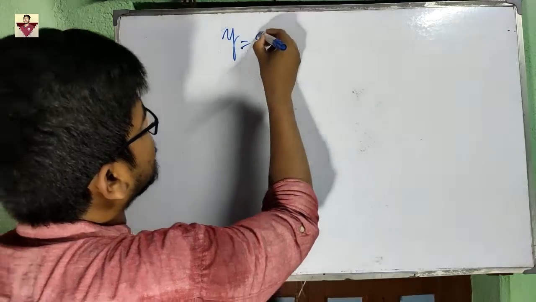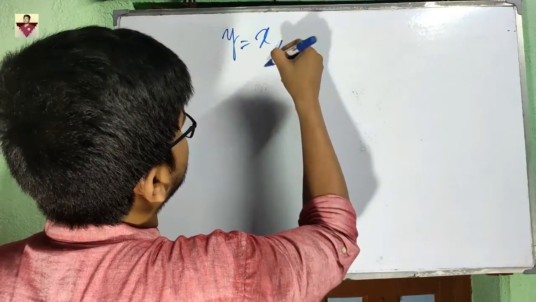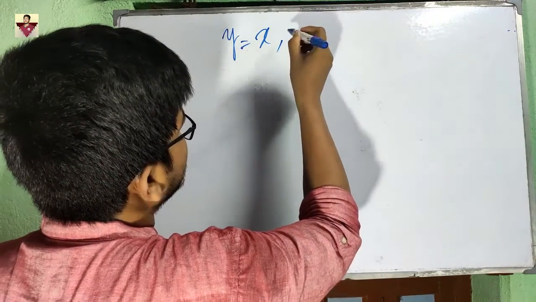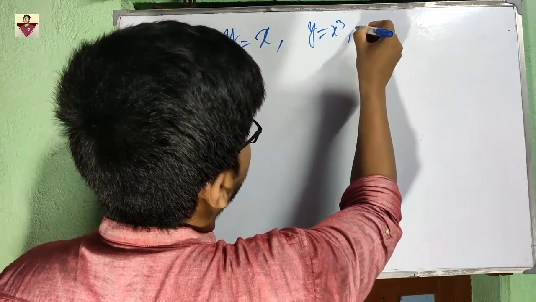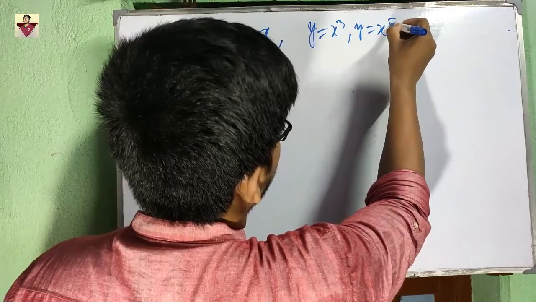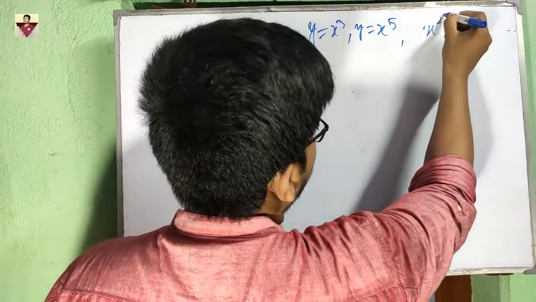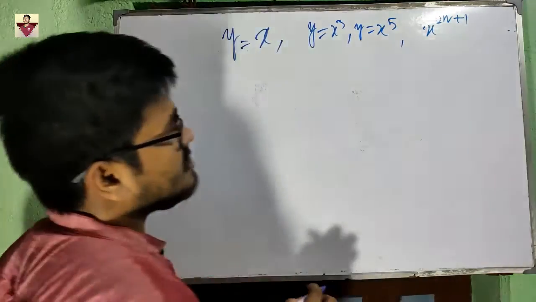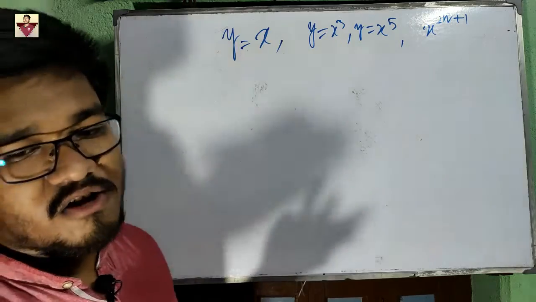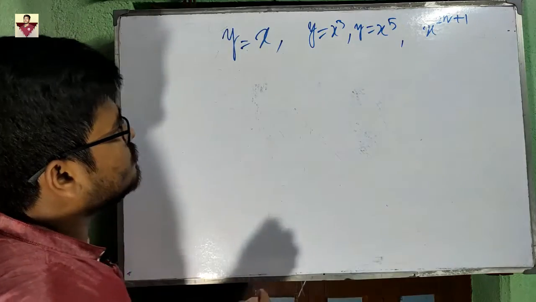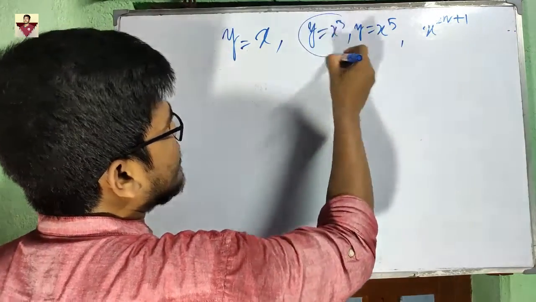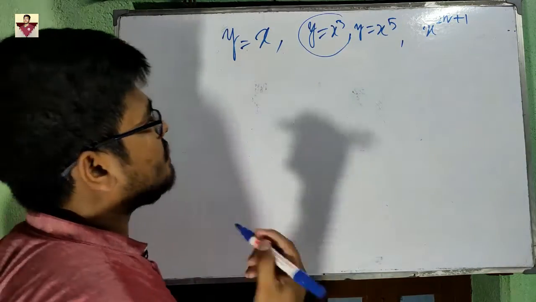Some odd function, let's say. So y equal to x is easy, as you know, y equal to x cube, y equal to x to the power 5. So any function 2n plus 1. So any function which is odd power of x, how to plot all those graphs? Y equal to x is a straight line, no need to plot all those things. So I am plotting y equal to x cube and y equal to x to the power 5.